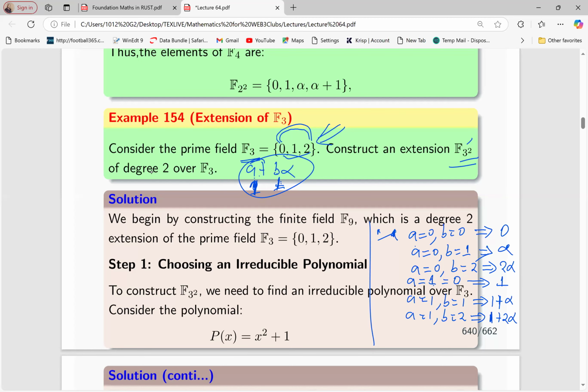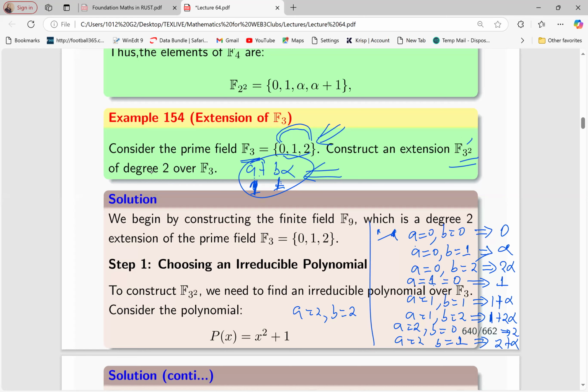Coming up with elements of the extension. So we've considered 2 possibilities, A is 0 and A is 1. Let's now consider the last possibility. When A is 2, B could be 0, or B could be 1, or B could be 2. If A is 2 and B is 0, then you obtain the element 2. Substituting A and B, if A is 2 and B is 1, then you have the element 2 plus alpha.